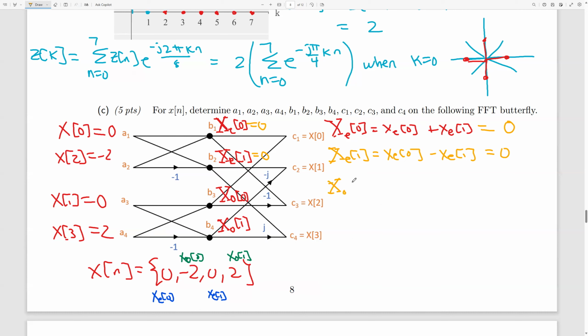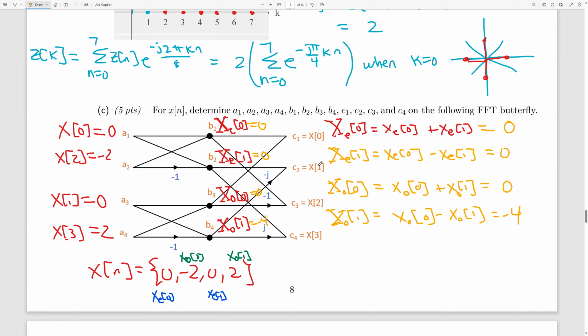Next, x odd of 0. So x odd of 0 is equal to little x odd of 0 plus x odd of 1. And this is going to be equal to, let's see, negative 2 plus 2, and that's just 0. Next, x odd of 1. So x odd of 1 is equal to x odd of 0 minus x odd of 1. Sorry, I used the wrong notation, so little x. In this case, you're not going to get 0 because you get negative 2 minus 2, and that equals negative 4. This is the only case where you get something different. So you get negative 4.